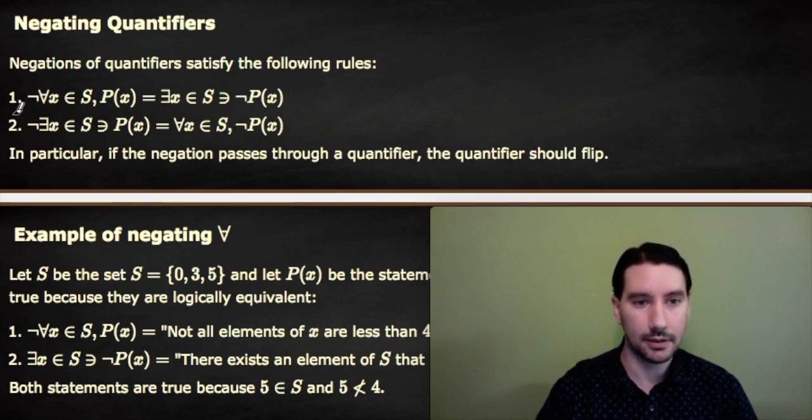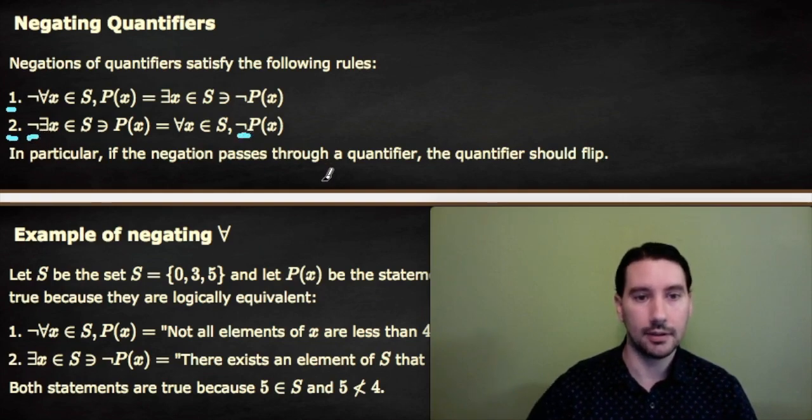More precisely, if we look at statement 1 here, not for all x in S, P of x, is equal to there exists an x in S such that not P of x. And for statement 2, to say not there exists an x in S such that P of x is the same as saying for all x in S, not P of x. So the negation is pulled past the quantifier to the statement P of x.